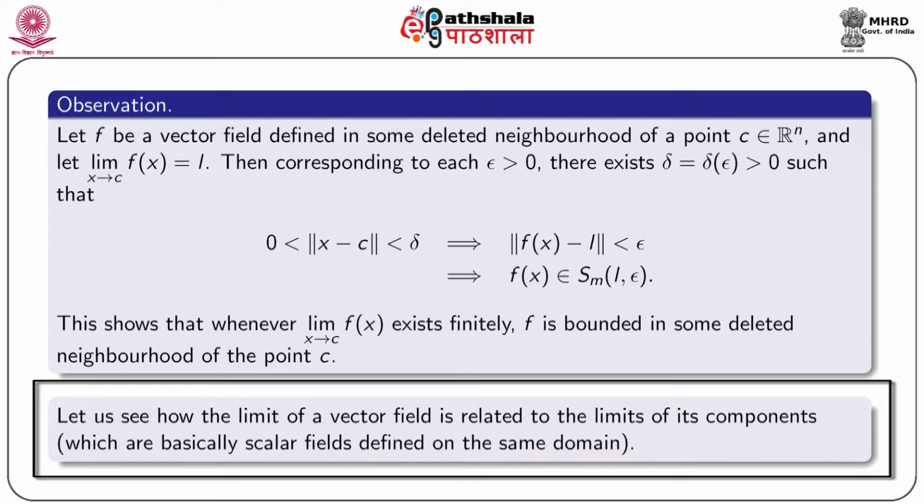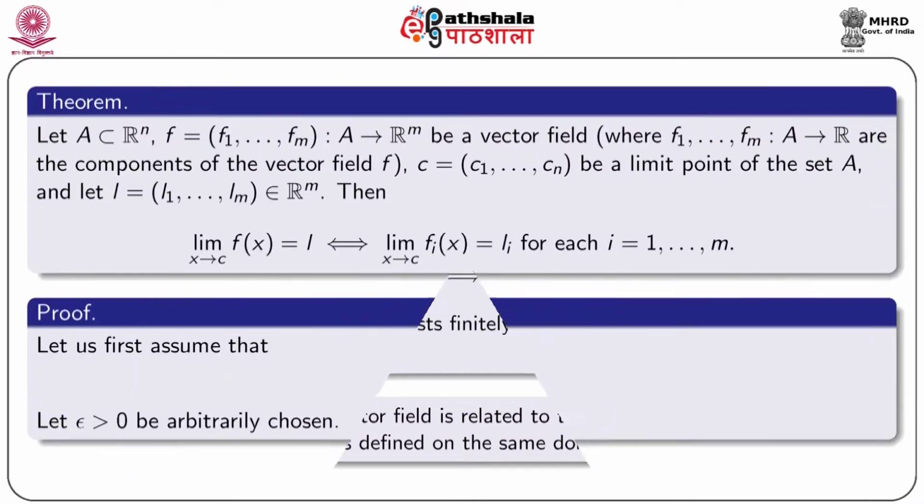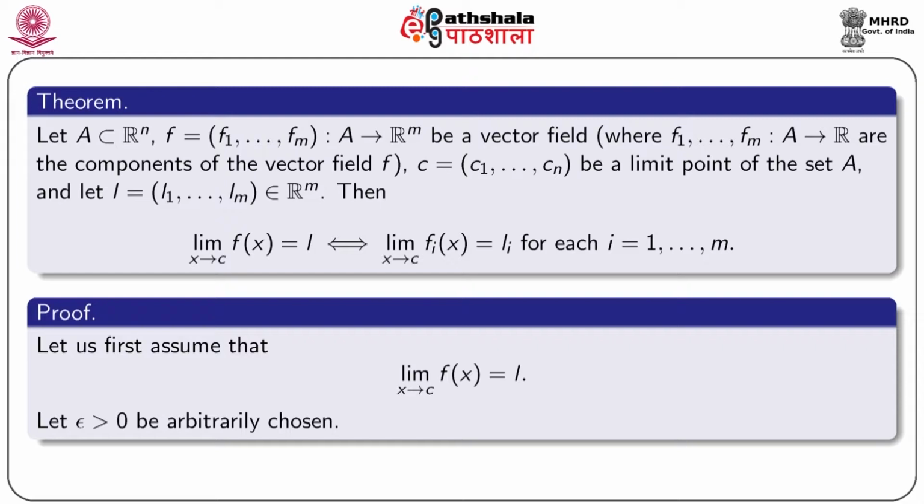Now, we are going to observe how the limit of a vector field is related to the limits of its component functions. We recall that the components of a vector field are nothing but scalar fields defined on the same domain. We have the following theorem. Let A be a subset of Rn, f a vector field defined on A, the codomain of f is Rm. So, we assume the components of f are f1, f2 up to fm.